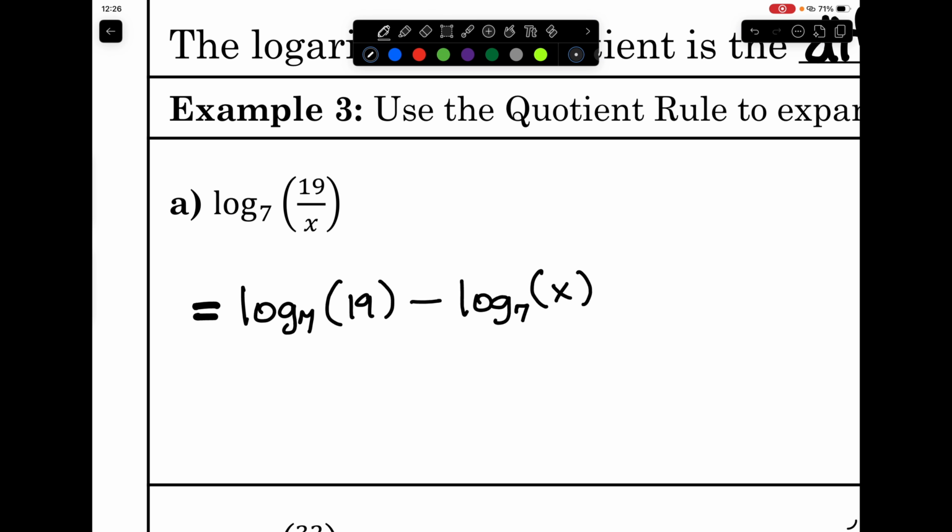Now the order of this is very, very important. This is not going to be backwards. This is not the same thing as the log base 7 of x minus the log base 7 of 19. That would be incorrect. It always has to subtract the numerator by the denominator in that scenario.